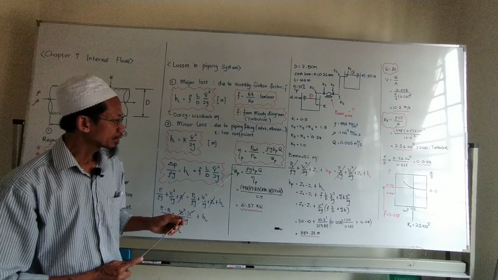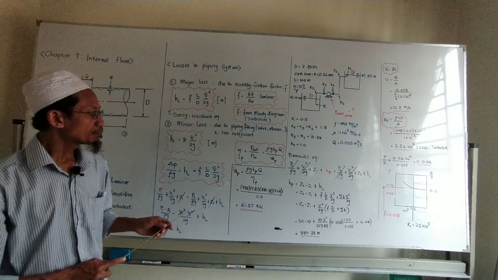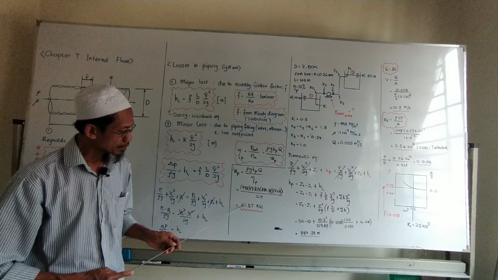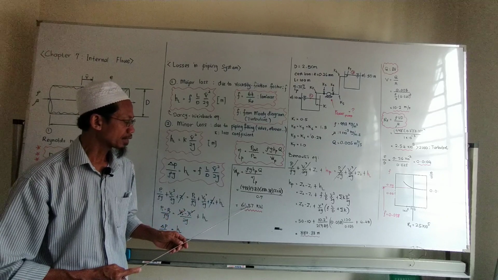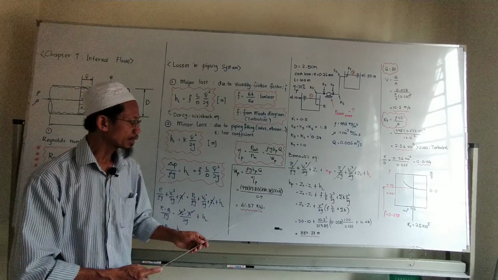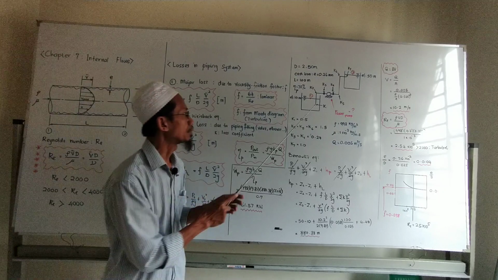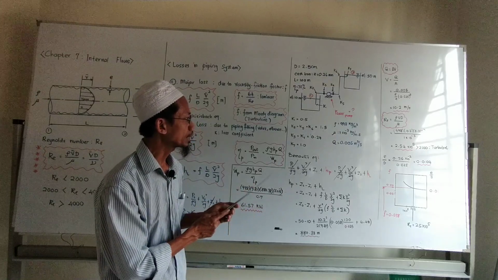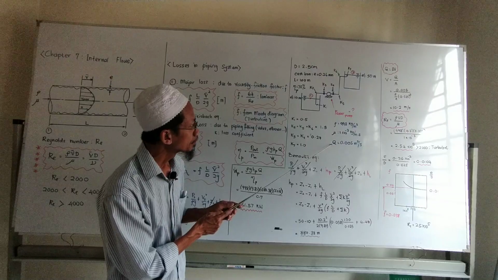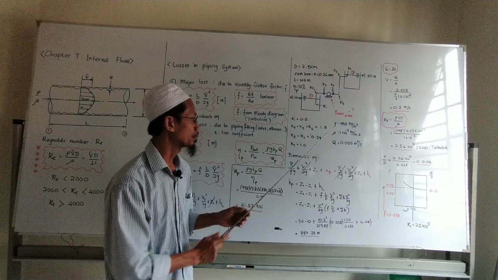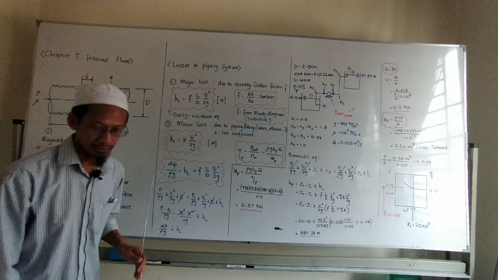So we get W dot, the power required to drive the pump, equal to 61.57 kilowatts. This is the power required to drive the pump to lift or deliver water with Q equal to 0.005 cubic meter per second. Thank you.